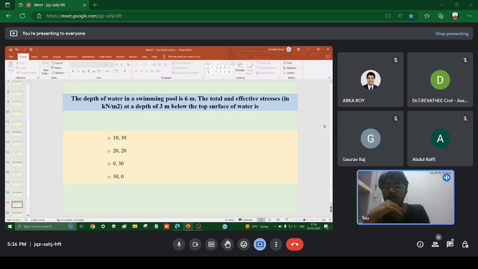The depth of water in a swimming pool is 6 meters. The total and effective stresses in kilonewton per meter square at a depth of 3 meters below the top surface of water is 10, 30, or 20 and 20, or 0 and 30, or 30 and 0. Next question.